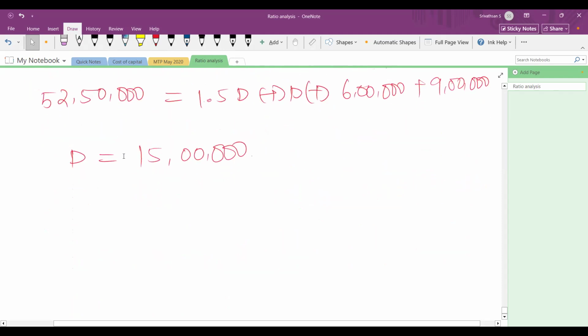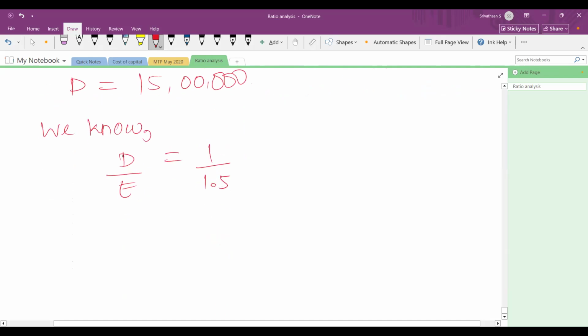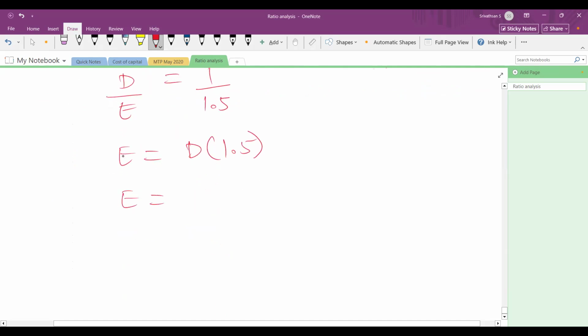Clear? Now listen, we know that debt by equity is equal to 1 by 1.5. So equity is equal to debt into 1.5. So equity is equal to debt, 15 lakh, into 1.5. How much do we get? 22 lakh 50,000. Equity is equal to 22 lakh 50,000. Clear?